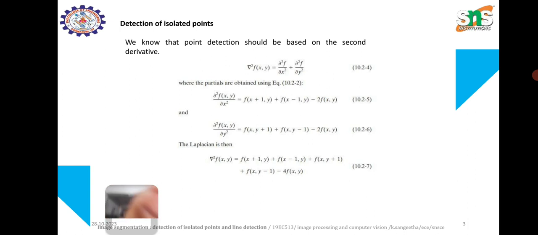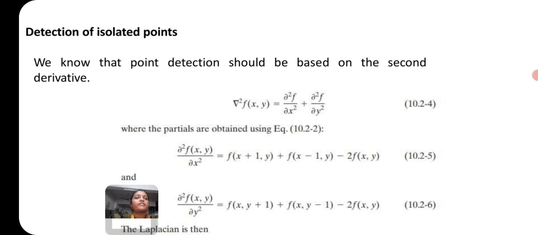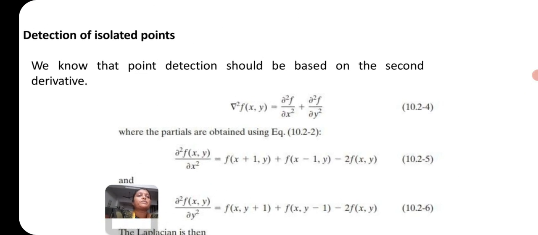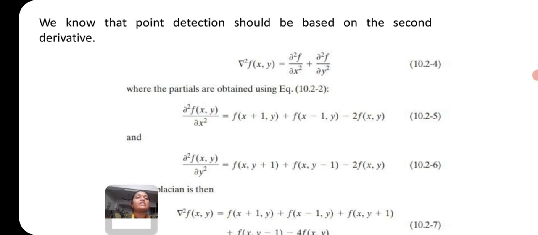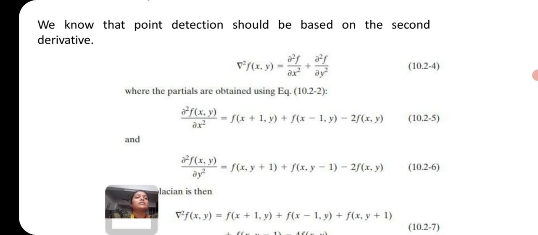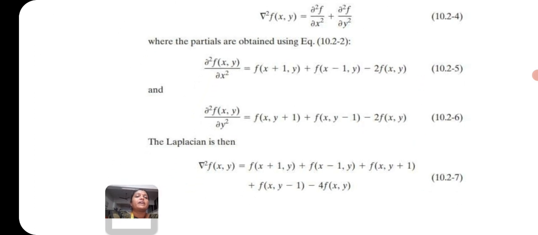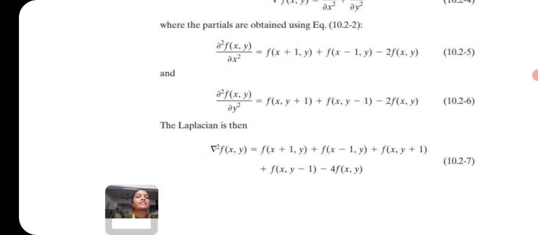The main equation is ∂²f(x,y) = ∂²f/∂x² + ∂²f/∂y², where the partials are obtained from the above equation, that is ∂²f(x,y)/∂x² = f(x+1,y) + f(x-1,y) - 2f(x,y), and ∂²f(x,y)/∂y² = f(x,y+1) + f(x,y-1) - 2f(x,y).